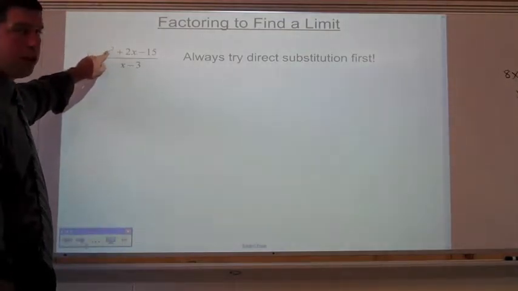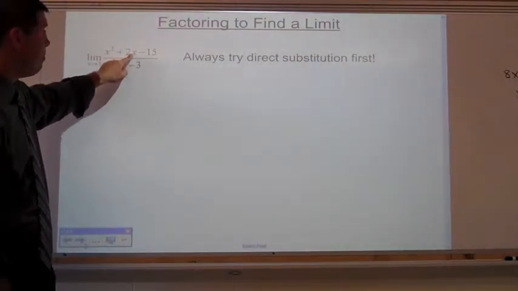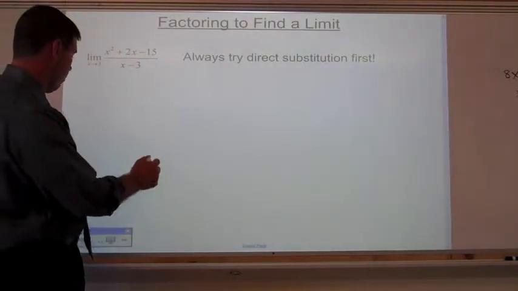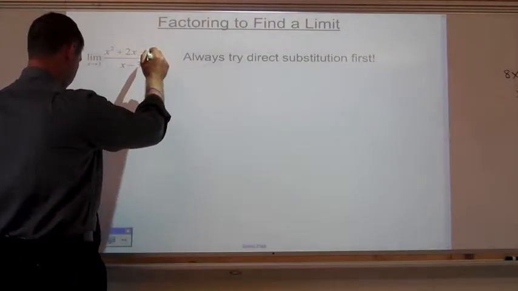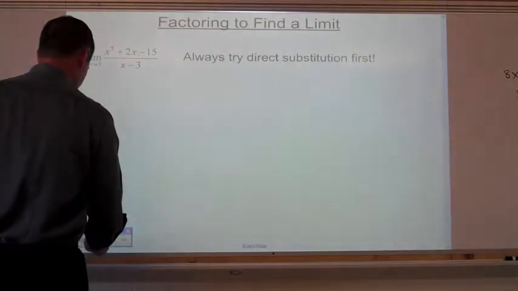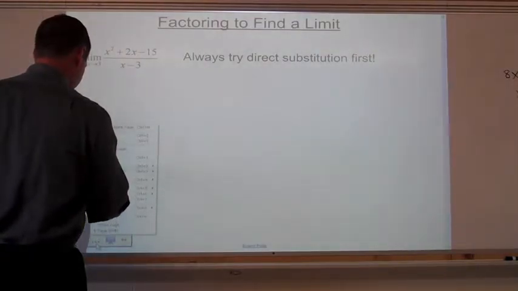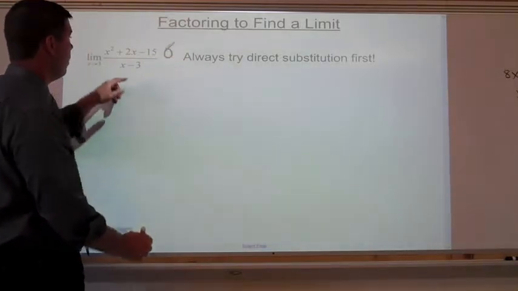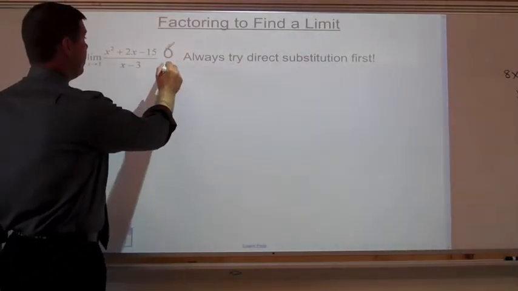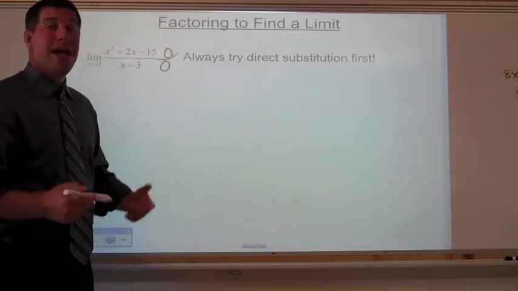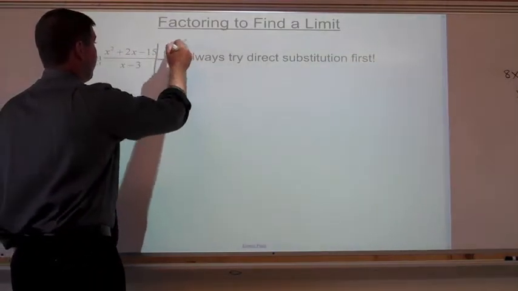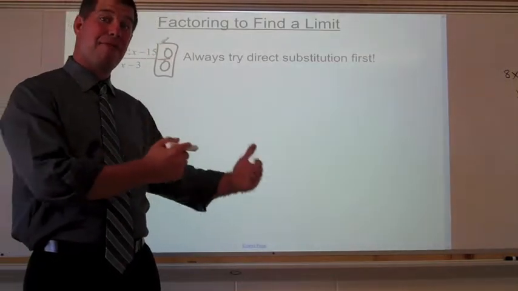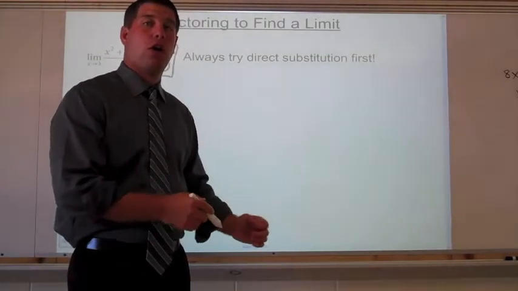3 squared is 9, 2 times 3 is 6, that comes up to 15, minus 15 is a 0 in the numerator. 3 minus 3, 0 in the denominator, there's the indeterminate form. This means we have to try to get this expression in a different form. Often you're going to look to factor.